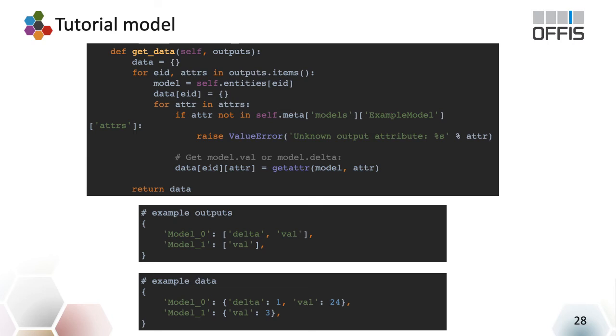This could then look like this. So here we see that the data is coming from model 0, the attribute delta has the value 1, and the value has the value 24.